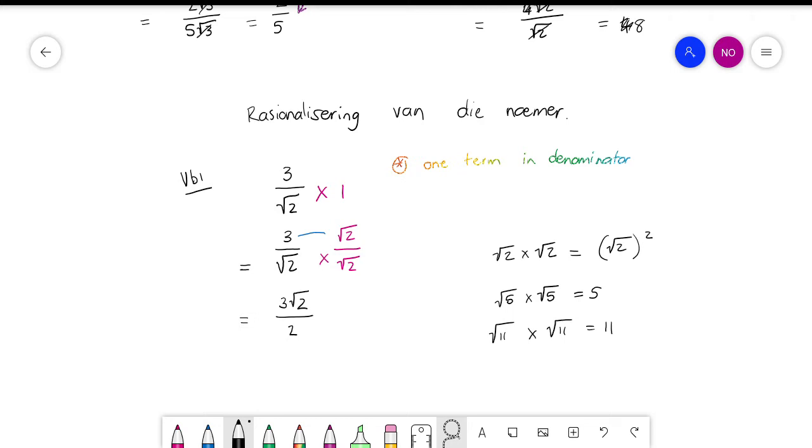Okay. Now, that thing has the number 2 in its denominator. Do we mind that? No. Do you agree that 2 is a rational number? So we have achieved success.